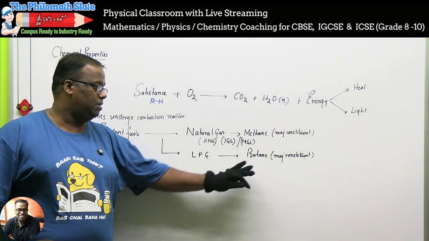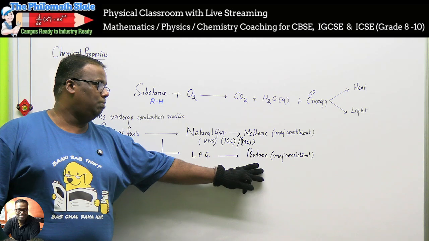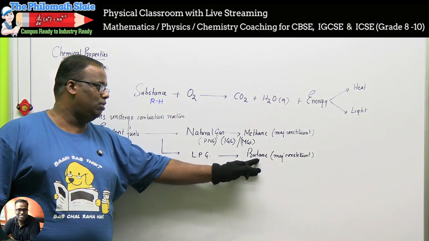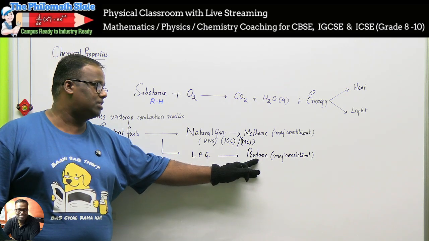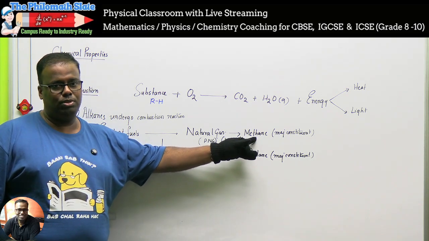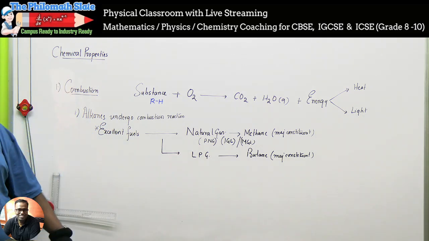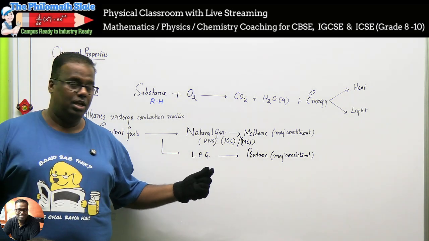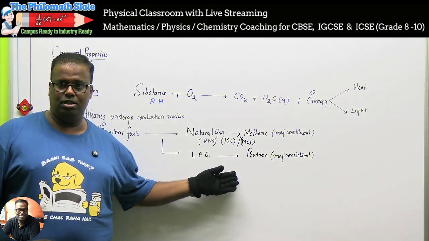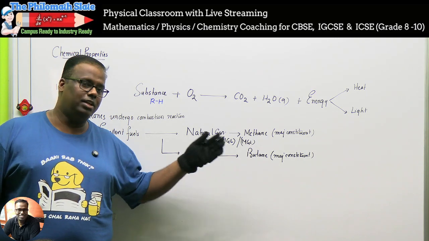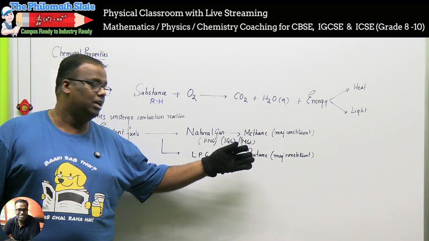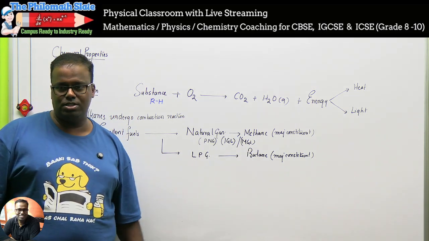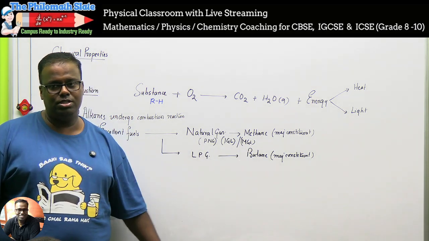LPG is butane. However, if you go by calorific value, the calorific value of butane is higher. Butane will heat up water much faster than methane. So if you take the same water from the same source in two same vessels, and you heat one in Delhi with a piped system and one here with a cylinder, the cylinder one will actually boil faster because the calorific value of butane is higher.